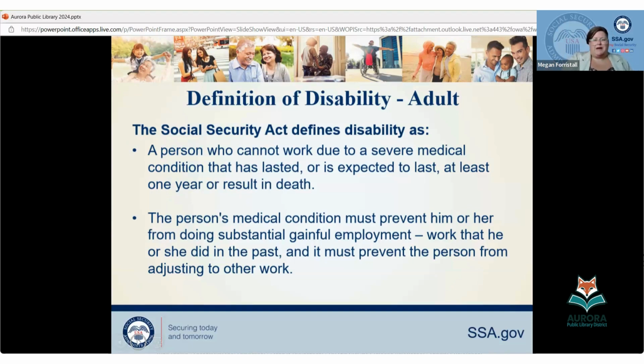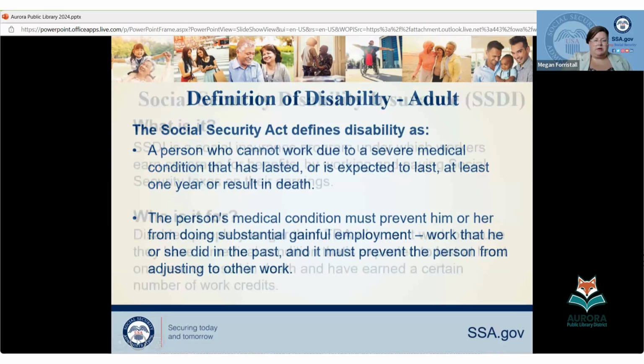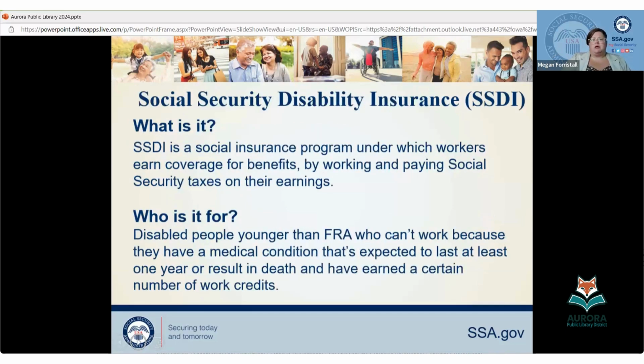Substantial work is a dollar figure every year. We also call it substantial gainful activity. This year, it's the ability to work and make $1,550 gross a month. So our definition of disability is very strict with Social Security. It's different than the VA's definition or another organization's definition.